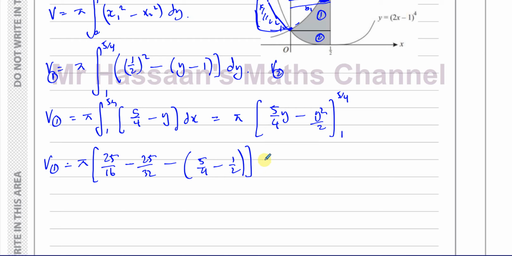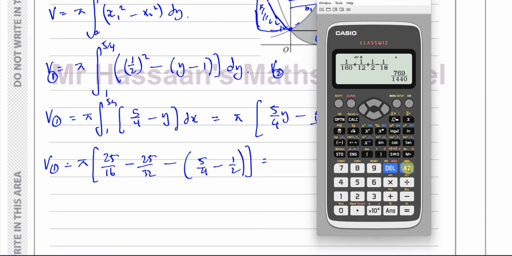All right, so now that should give us our answer. We can just stick that in the calculator and get it. So we have 25 over 16 minus 25 over 32. Then you're going to have minus, I'll just do it as it is, 5 over 4 minus a half.